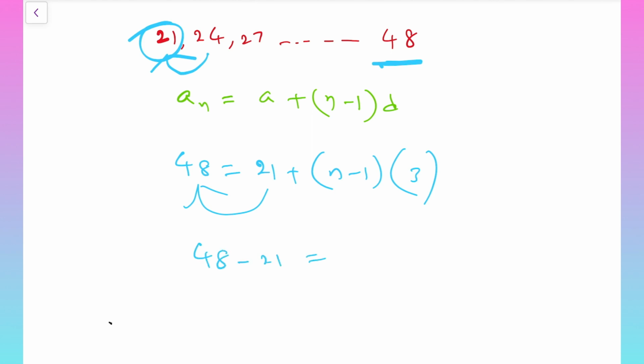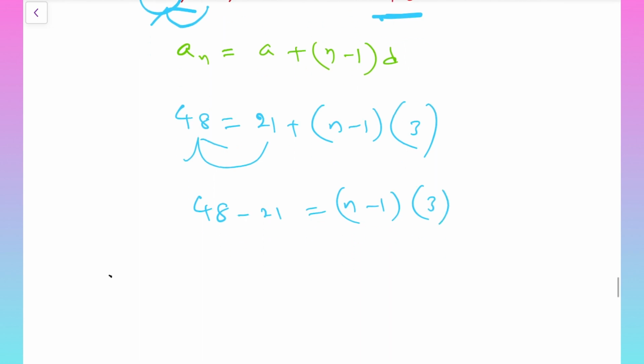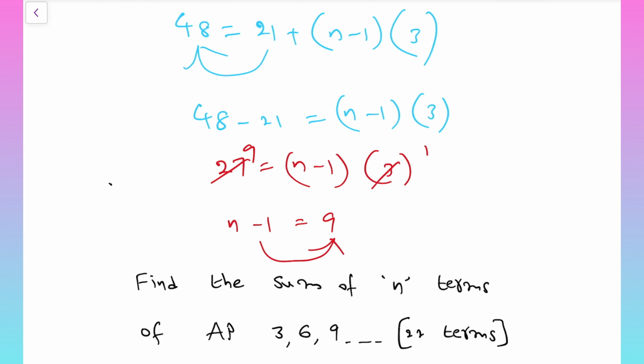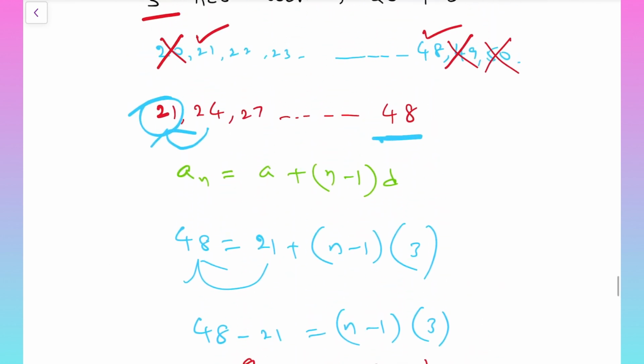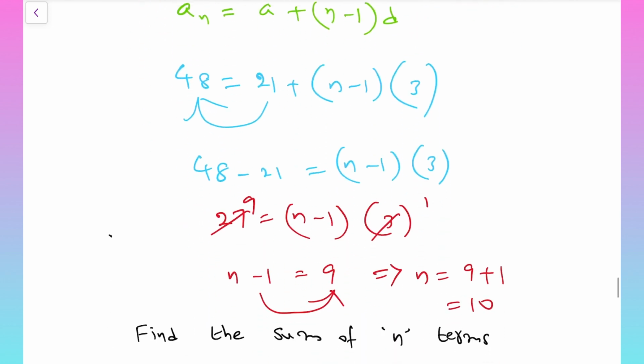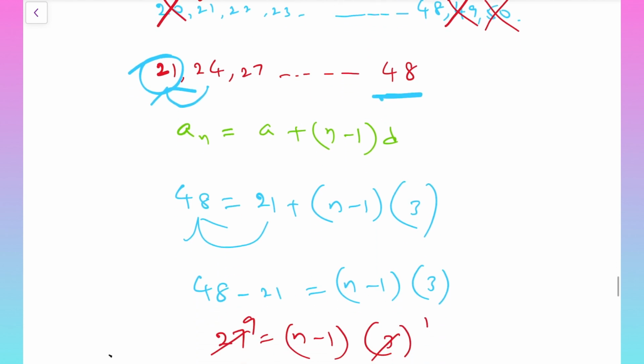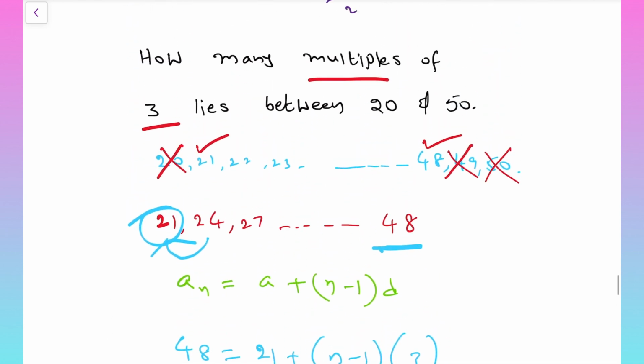48 minus 21 is equal to (n minus 1) into 3. 48 minus 21 is 27, equal to (n minus 1) into 3. 3 ones are 3, 3 nines are 27. So n minus 1 is equal to 9. Now take this minus 1 to the right side, then it becomes plus 1. So n is equal to 9 plus 1, nothing but 10. So starting from 21 to 48, there are a total of 10 numbers. It means the multiples of 3 are 10 in number between 20 and 50.